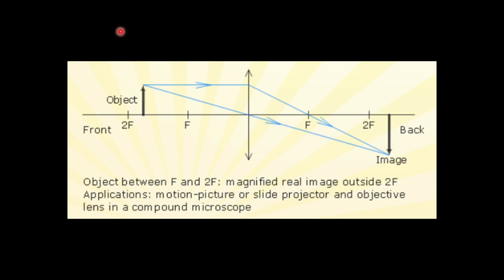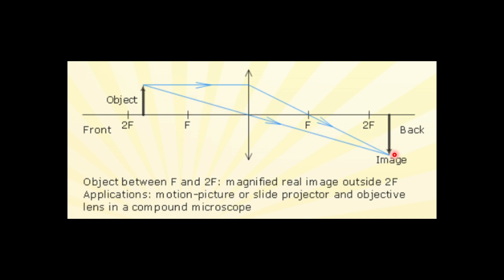Going on to the next case, the object is in between F and 2F. Now what happens over here is we're going to again draw 2 light rays. Now you tell me how it goes. Think about it. Pause the video. Alright, so the one light ray goes parallel to the principal axis and goes through the focus, while the other directly goes through the optical center.